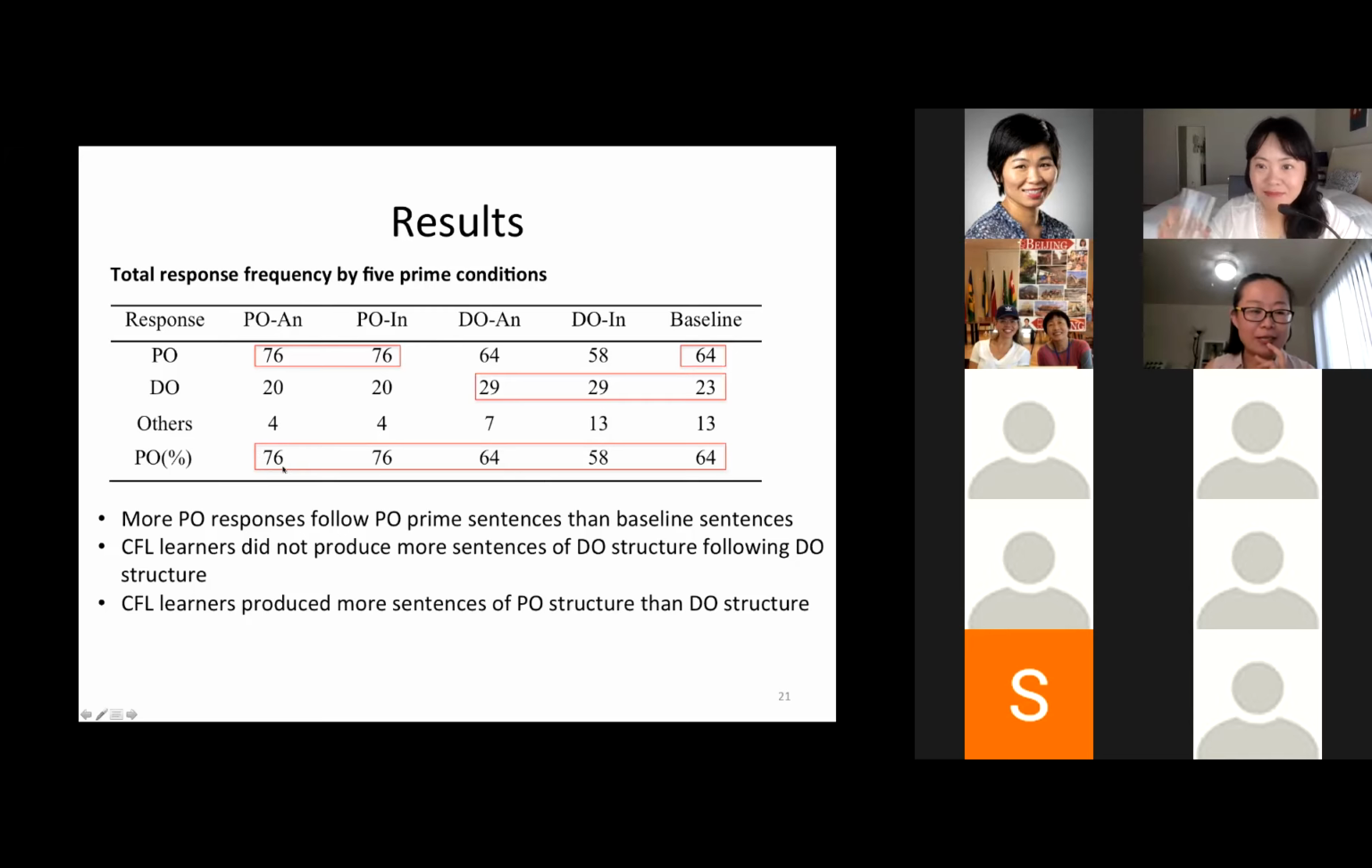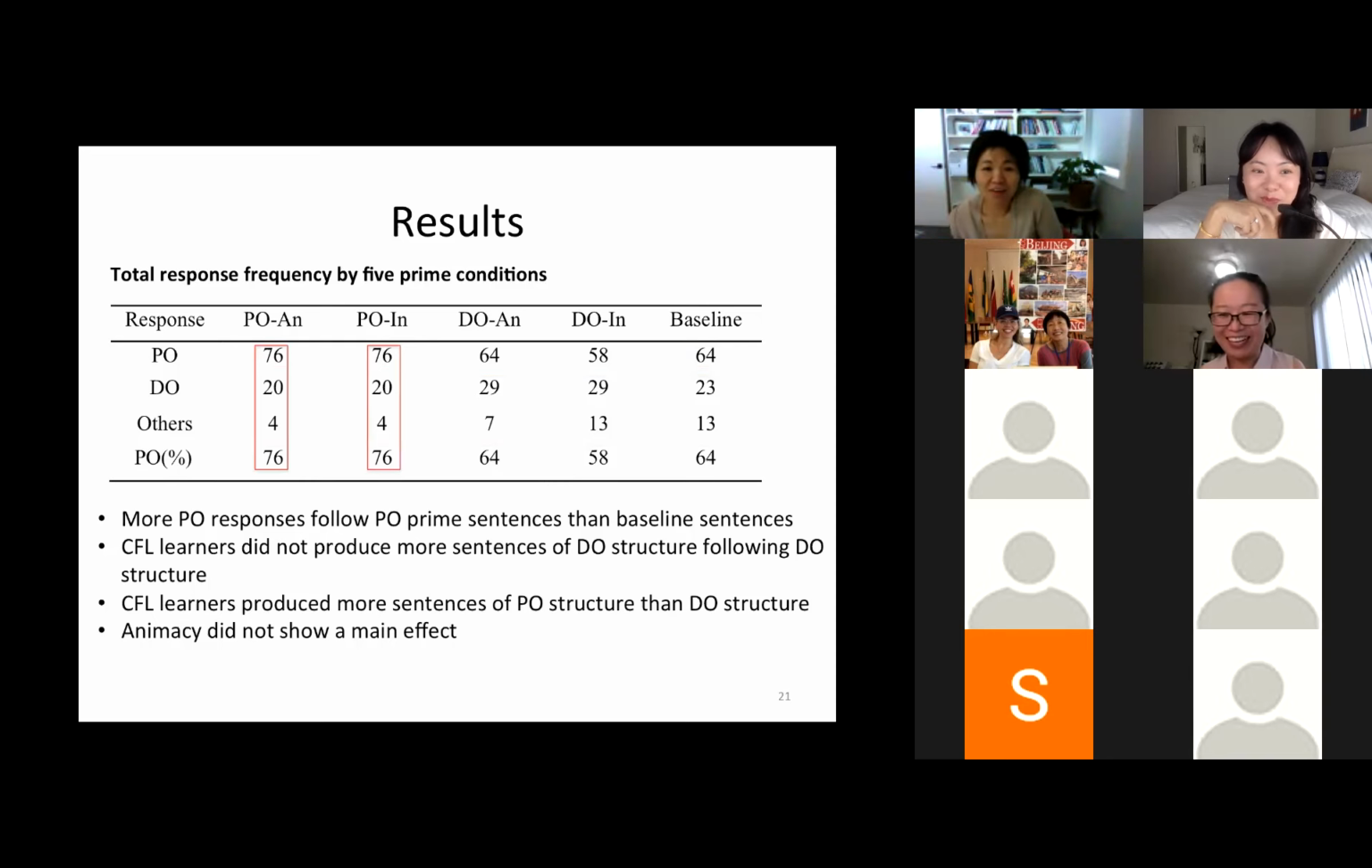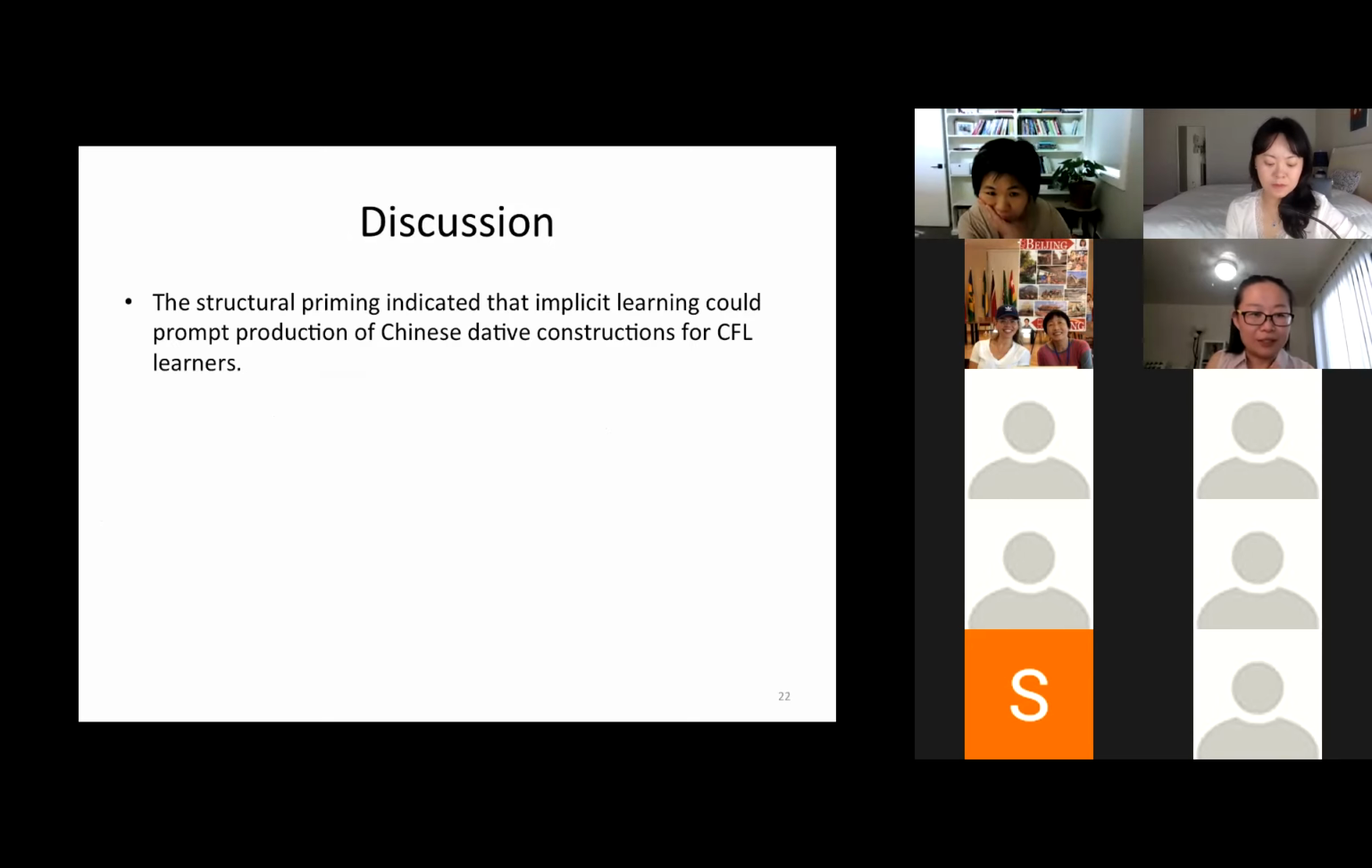So here is the percentage for PO. Learners produced more PO structures than DO structures. And also, we didn't see animacy show a main effect here. Professor Yu, back to your question. Here it looks like there is no difference at all, if I'm not mistaken. Animacy did not show an effect.